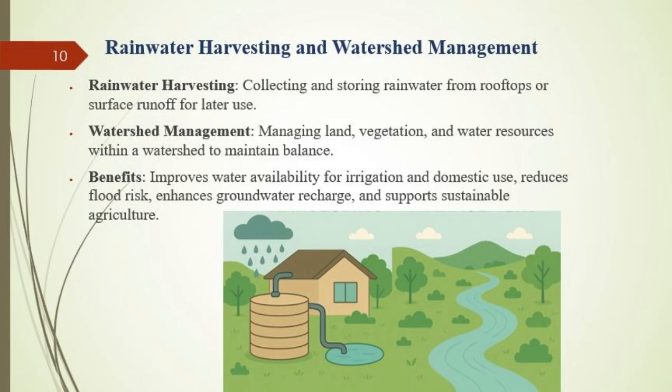Rainwater harvesting and watershed management. Rainwater harvesting means collecting and storing rainwater for future use. Watershed management means managing all land, vegetation, and water resources within a drainage area. Benefits include more water for irrigation, less flooding, better groundwater recharge, more sustainable agriculture. Instead of letting rainwater flow away, we store and use it wisely.